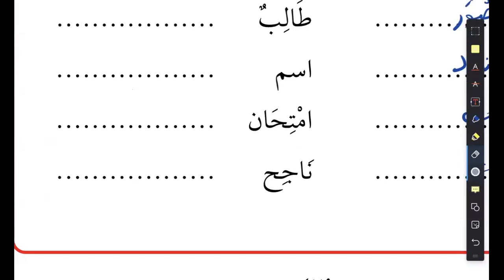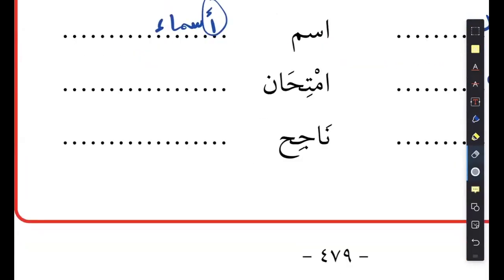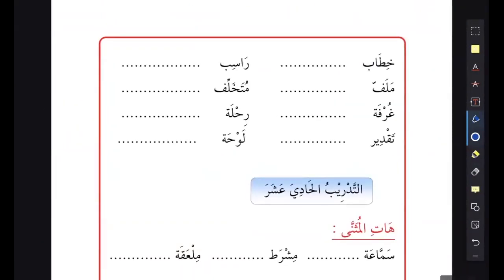Ism is asma. Remember the singular word ism starts with hamzatul wasl. But when you have the plural, it is hamzatul qata. Asma. You see the hamzatul qata. It is a mistake to write a hamza on the singular word, a mistake a lot of people make. Imtihan is imtihanat. Najih is the one who is successful. It is a sound plural, so you just add waw and noon. You say najihun, najihuna.